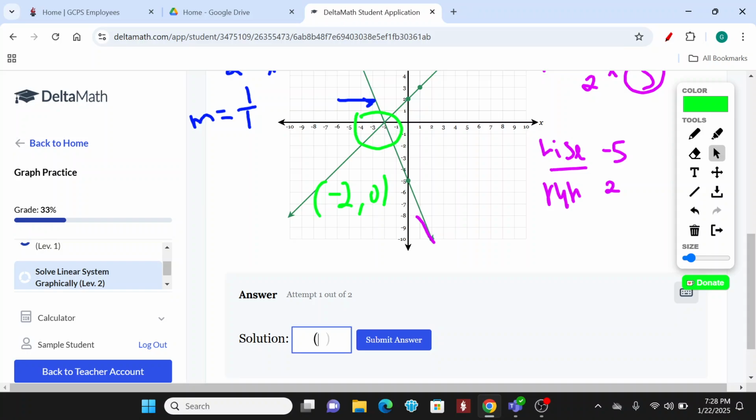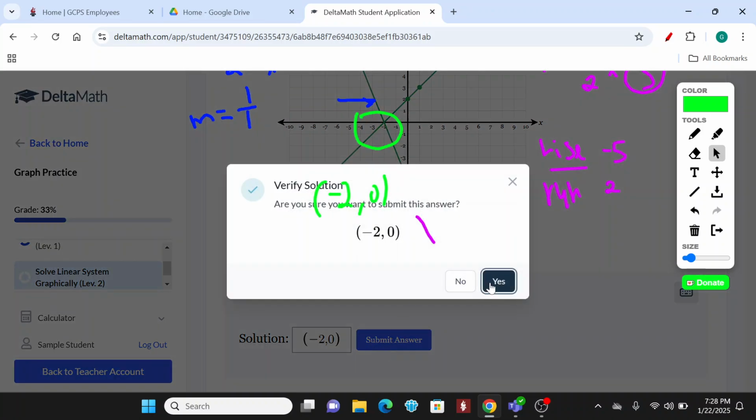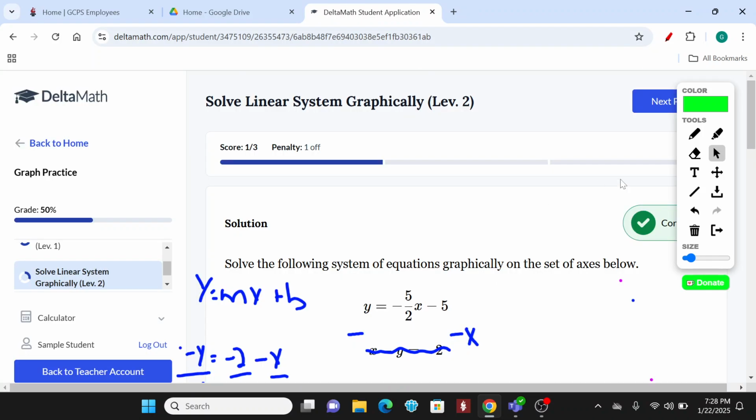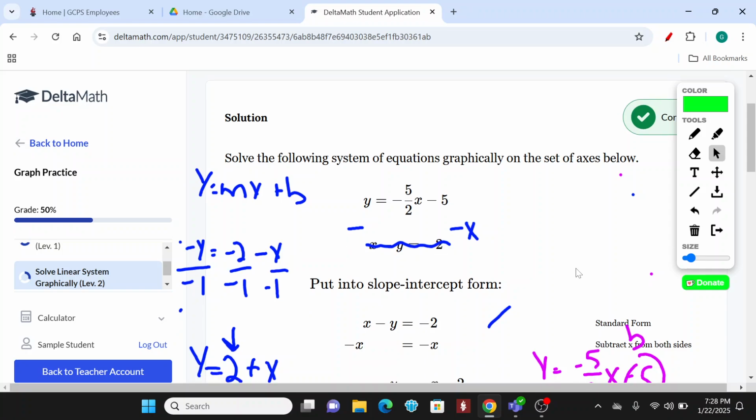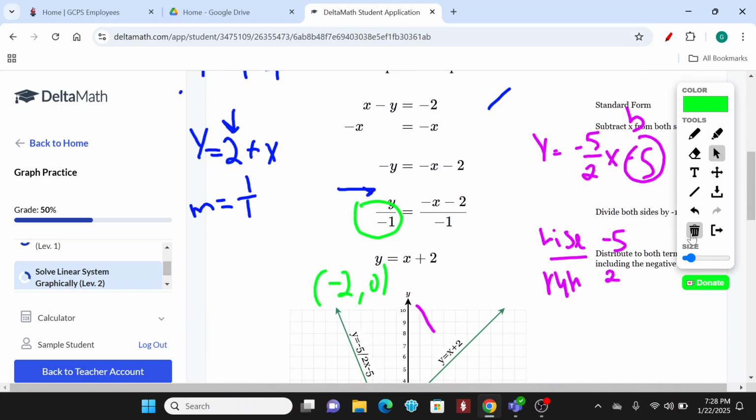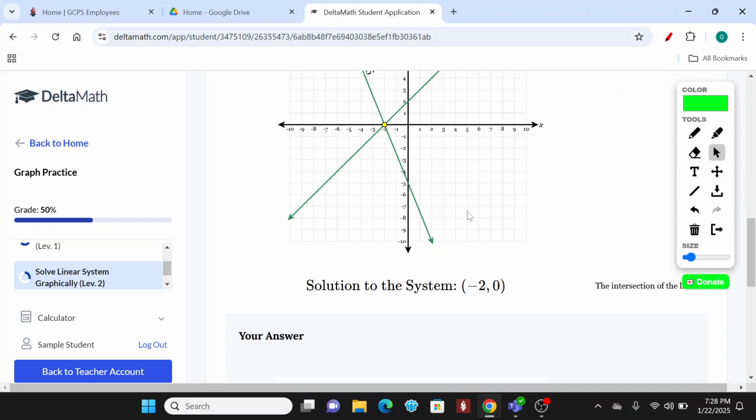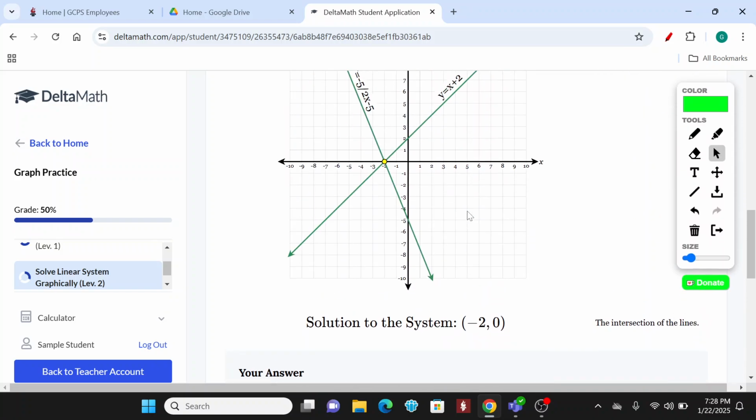So we're going to put comma, negative 2, 0. Submit. And we have it correct. So we're going to do one more of these.